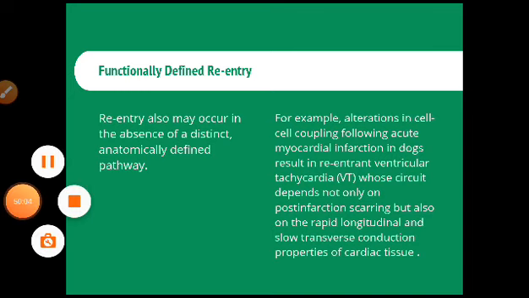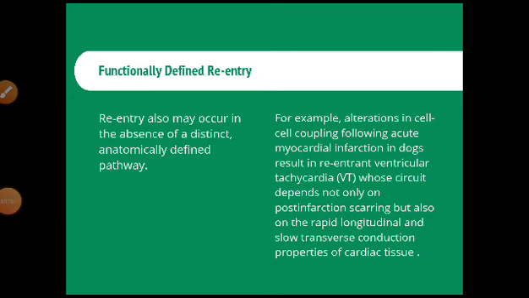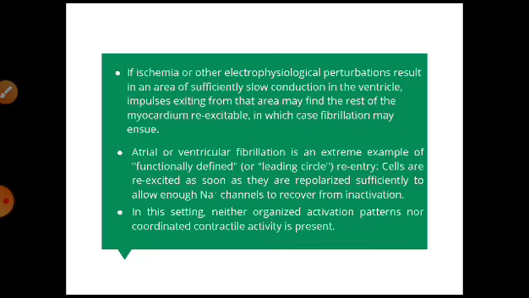So what is happening here? For example, alterations in cell coupling following acute myocardial infarction in dogs. This is just an example given for dogs, but I'll tell you in a simpler form. Suppose there is an ischemic condition. Because of the ischemic condition in the heart, one area of the heart has died, or you can say scar formation is there in that particular area. So that area of the heart is not able to conduct the impulses.